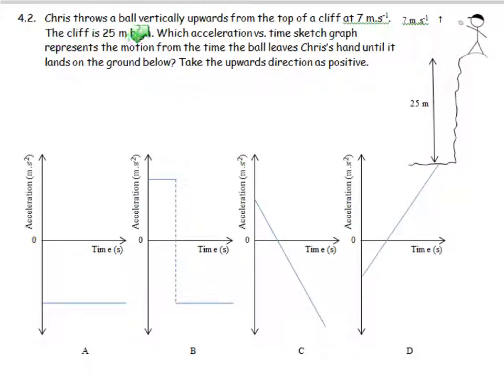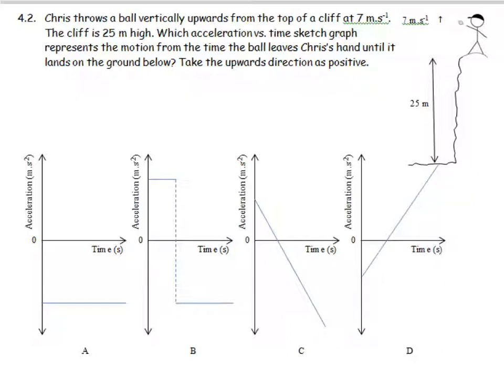Chris throws a ball vertically upwards from the top of a cliff at 7 meters per second. The cliff is 25 meters high. Which acceleration versus time sketch graph represents the motion from the time the ball leaves Chris's hand until it lands back on the ground below? Take the upwards direction as positive.